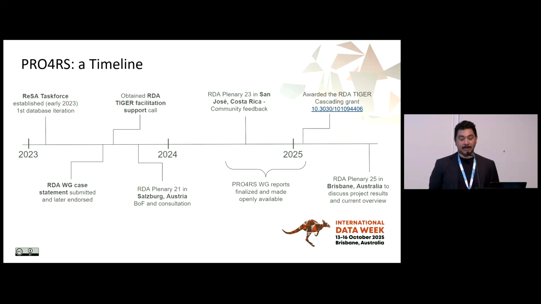And we submitted a case statement for the RDA. We not only got endorsed, but we also obtained the RDA Tiger Facilitation Support Call. We had our first BoF and community consultation in the RDA Plenary 21 in Salzburg. We also reached community feedback in the RDA Plenary 23 in Costa Rica. The last year we've been working on the reports and a little bit of the hands-on part of the working group. And most recently, we also got awarded the RDA Tiger Cascading Grant that allowed us to continue the good work. So, using the opportunity of the momentum, I'm going to give you a quick overview of how the work looks like.